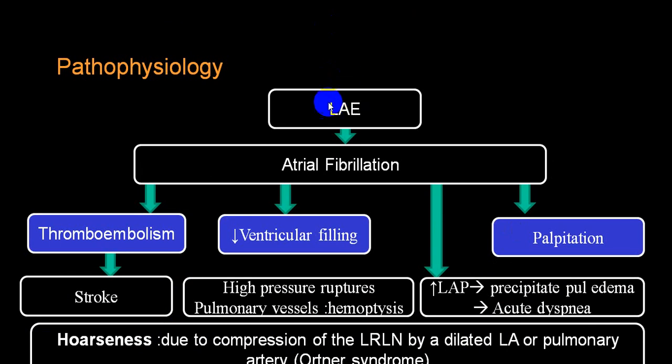We have already told you that because of left atrial enlargement, atrial flutter, fibrillation, thromboembolism, stroke, this will be non-infective, but because of infective endocarditis, if there is a dislodgement, it will produce an infective one. Decreased ventricular filling, high pressure rupture of a pulmonary vessel producing hemoptysis, and because of atrial fibrillation you can have palpitations.